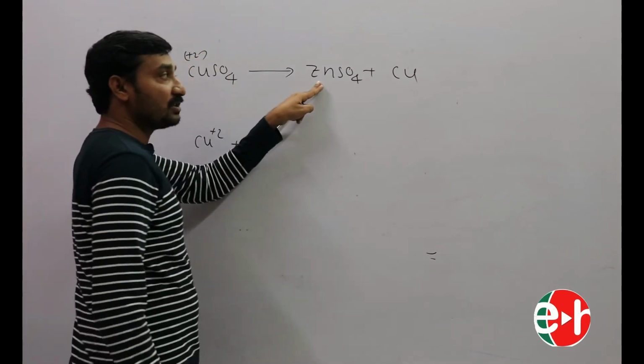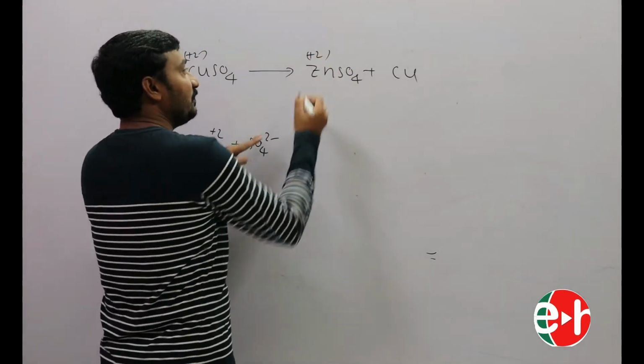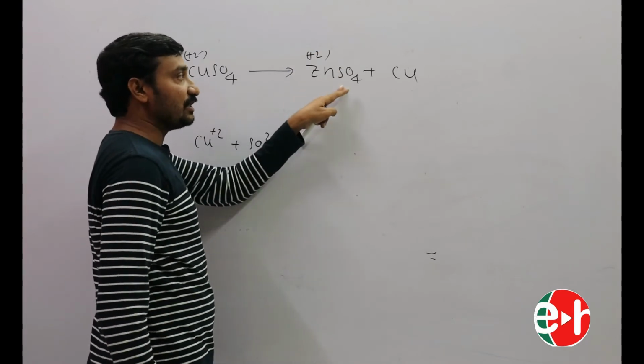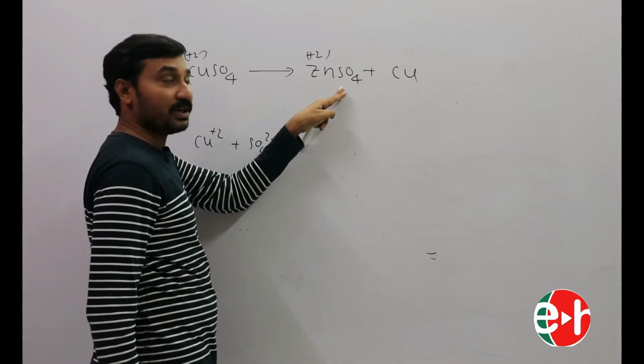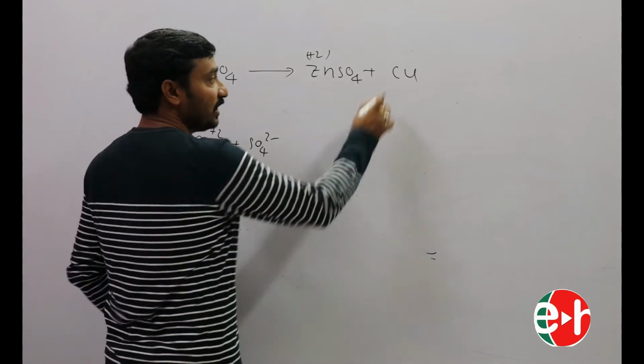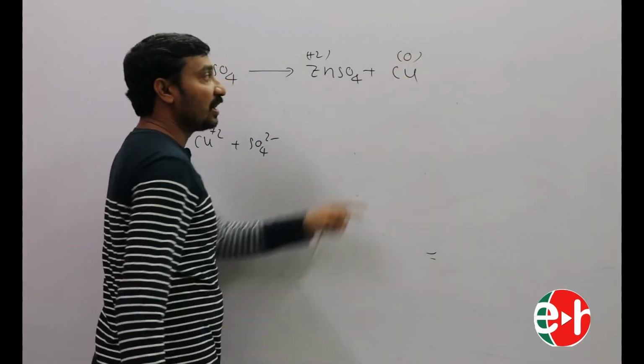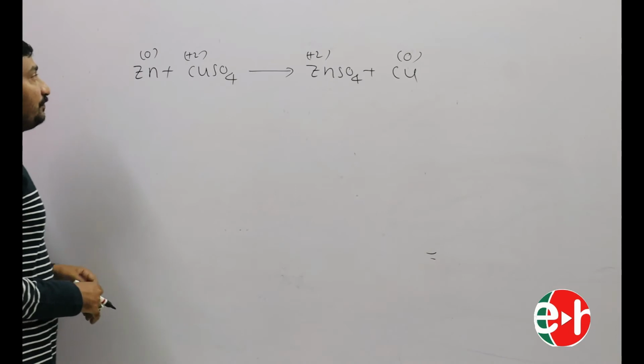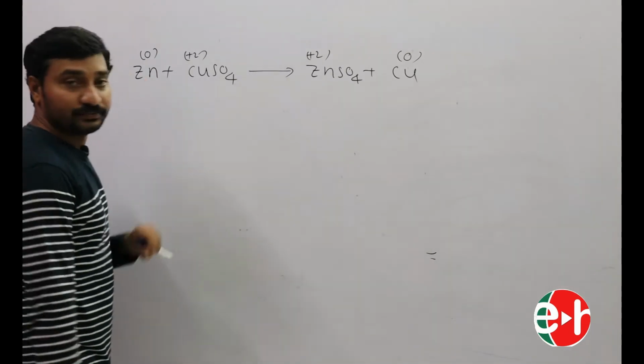In this one, Zn oxidation state +2. Why? Because Zn dissociates as Zn2+ and SO4 2-. So Zn oxidation state +2. Here copper oxidation state 0, uncombined state 0. Okay. Now see, 0 to +2.